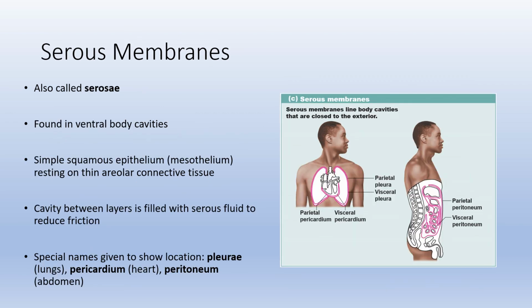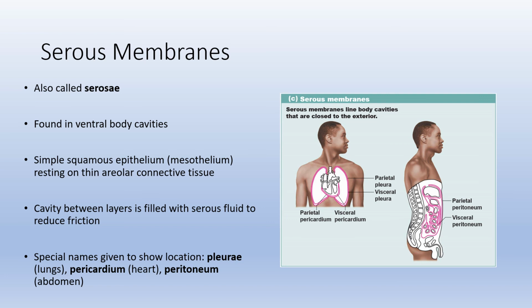And the third and final type of membrane, which we have talked about in chapter 1, is known as a serous membrane. Serous membranes are closed off to the exterior, and they are found lining ventral body cavities like the pleural cavities and the pericardial cavity and the abdominal cavity.